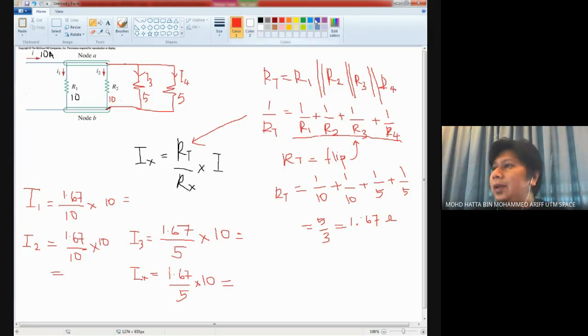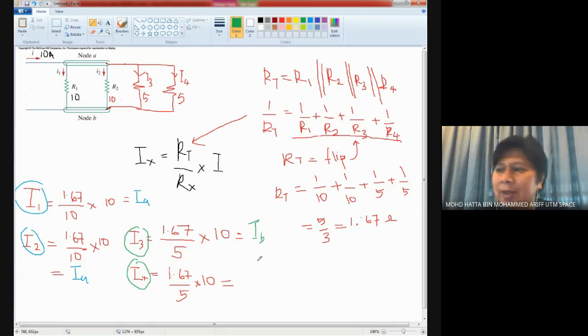you can find that these two values should be the same. For example, this is the value of IA. I believe the value is 1.67 over here. And this value should be the same, and also these two values should be the same. Maybe if you calculate, it's 1.67 times 2. I don't know what the answer is, maybe you can check it later. But what I know is these two values should be the same.